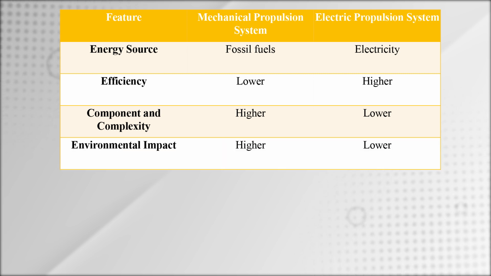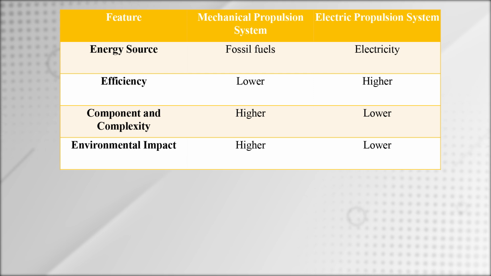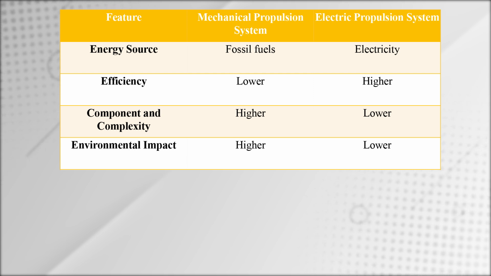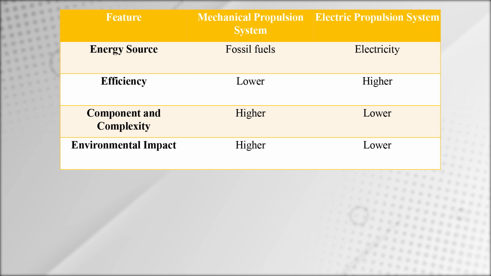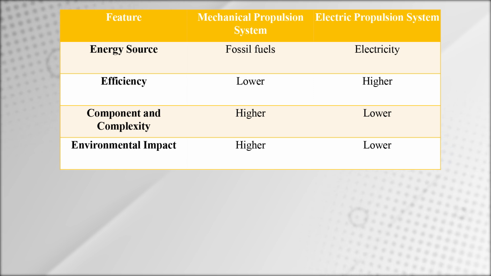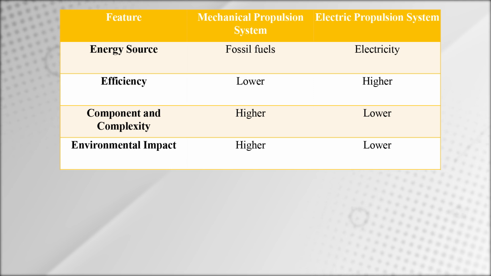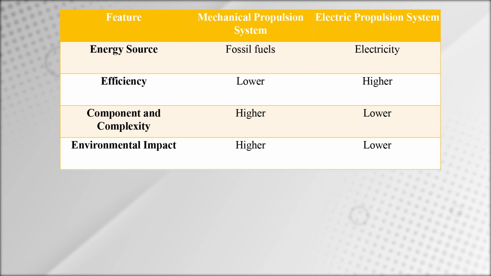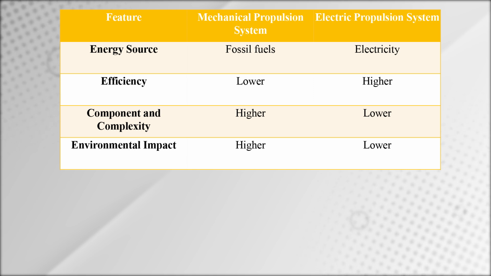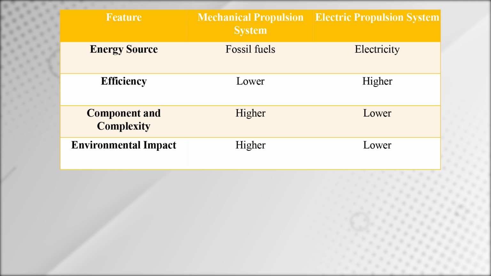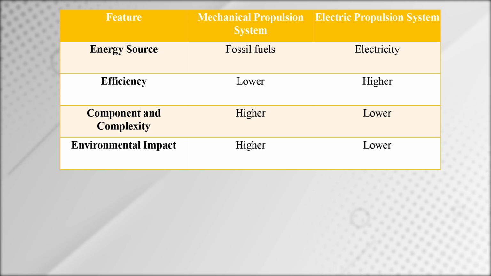The electric propulsion system leads to zero tailpipe emission, or very little tailpipe emission in case of hybrid electric vehicles, contributing to significant reduction in greenhouse gases and air pollutants. The environmental benefit depends on the source of the electricity used for charging. If we integrate renewable energy sources, further benefit can be achieved.